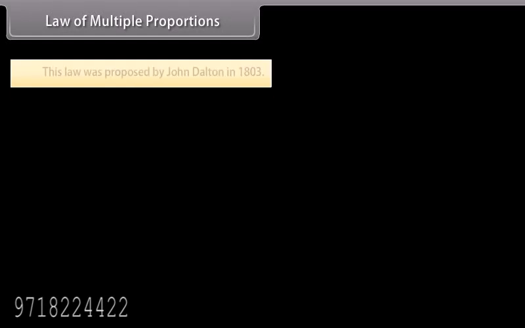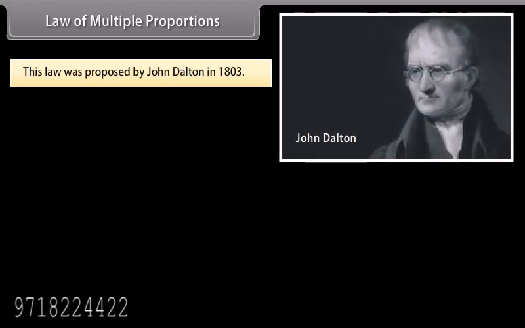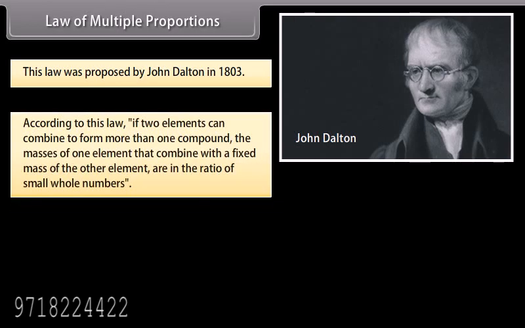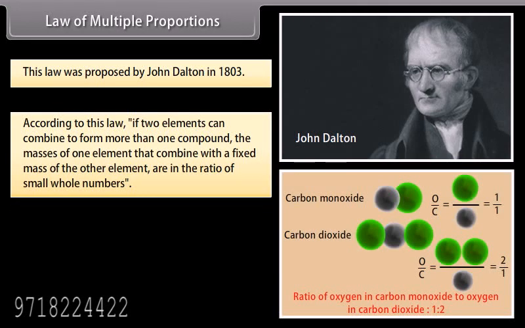Law of multiple proportions. This law was proposed by John Dalton in 1803. According to this law, if 2 elements can combine to form more than one compound, the masses of one element that combine with the fixed mass of the other element are in the ratio of small whole numbers.